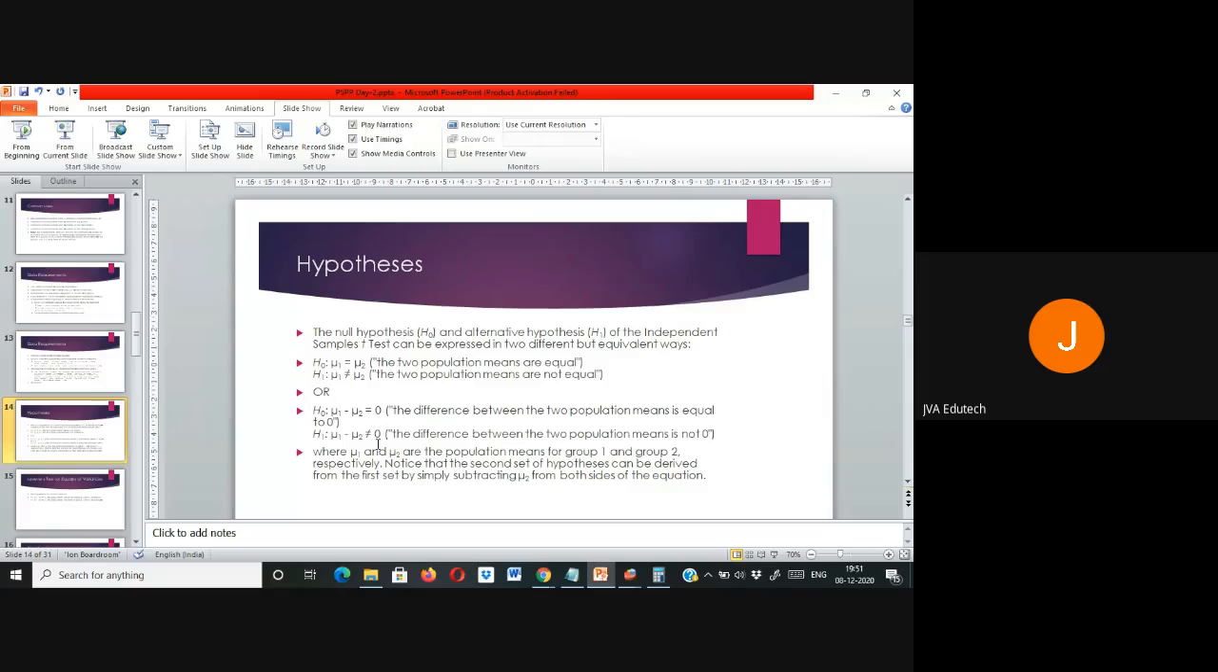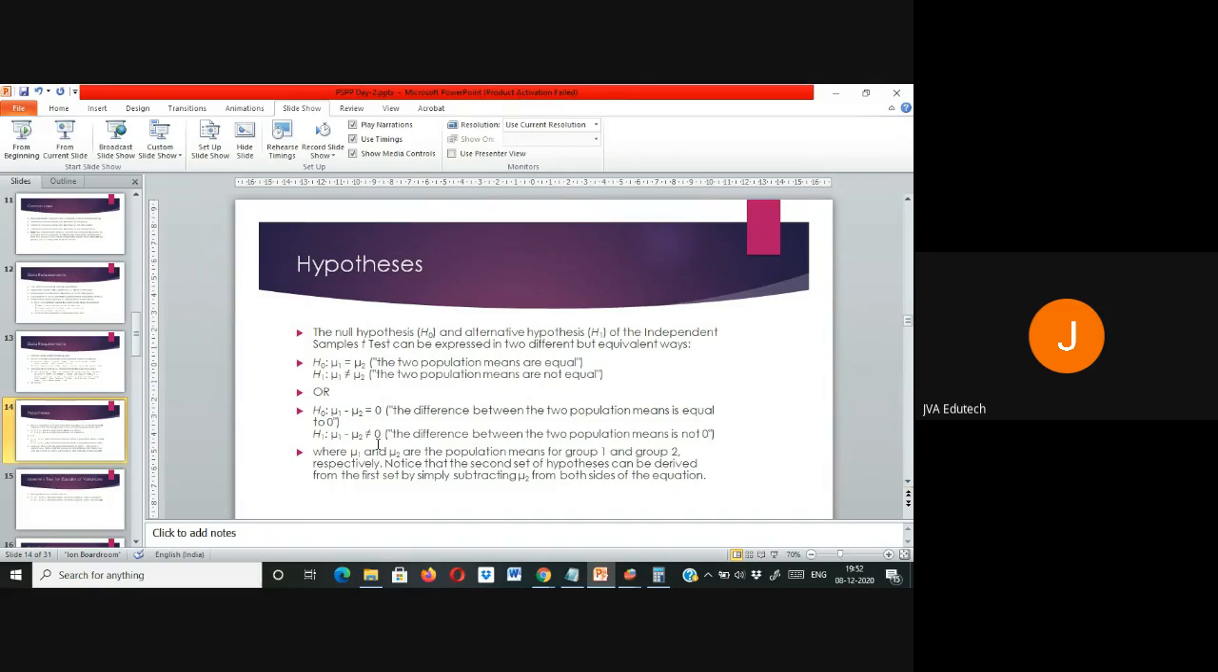Mu1 is not equal to mu2. That means there exists some significant difference between the two groups, the observation of the two groups, their mean values. Or you can write it in other words, simply just transpose it in mathematics. H naught, that is your null hypothesis, says mu1 minus mu2 is equal to 0. Simply, there is no difference. Mu1 minus mu2 is equal to 0.